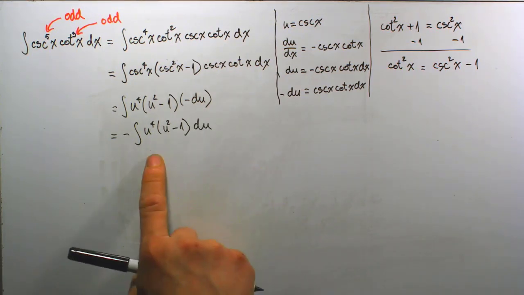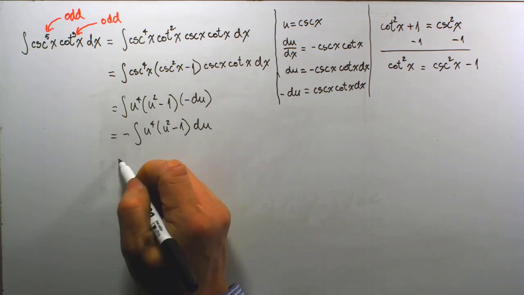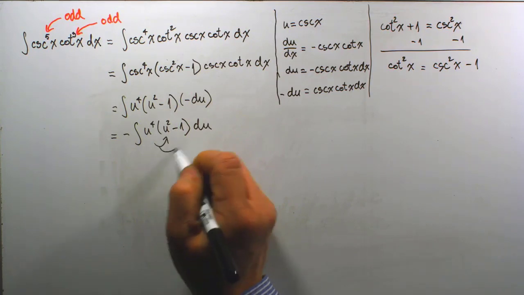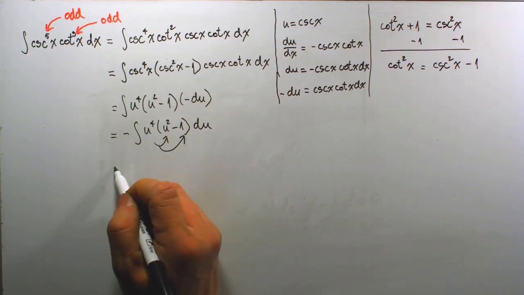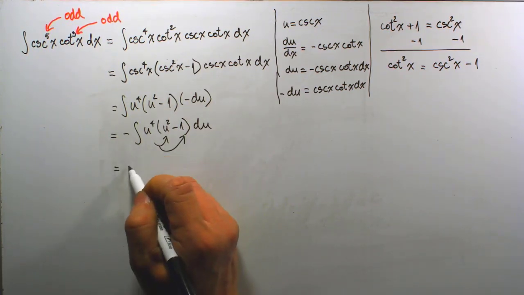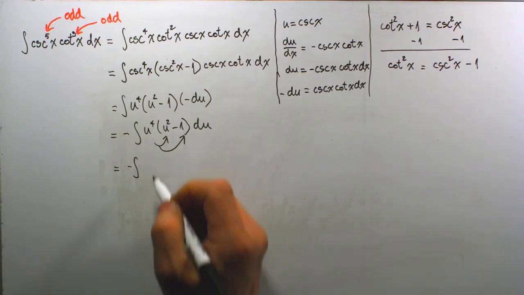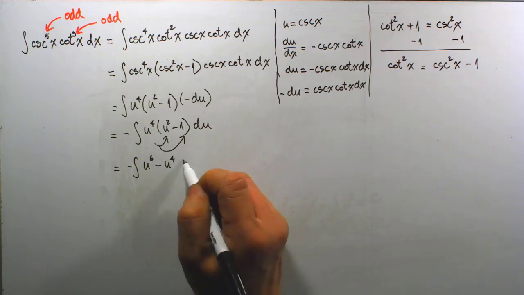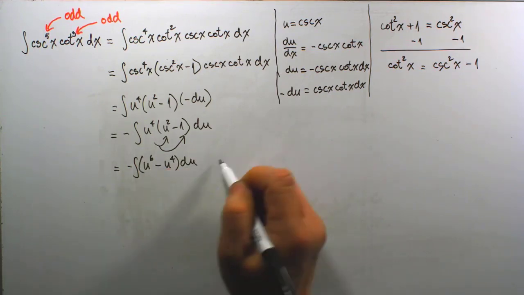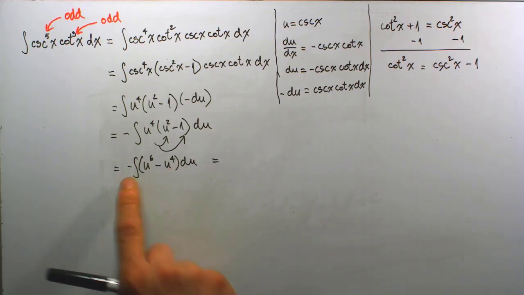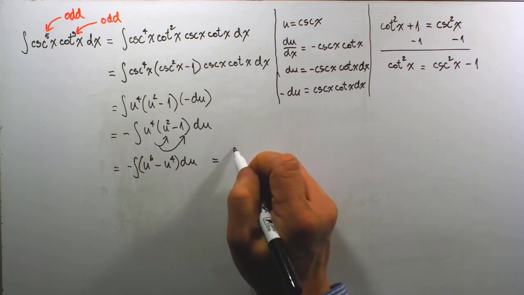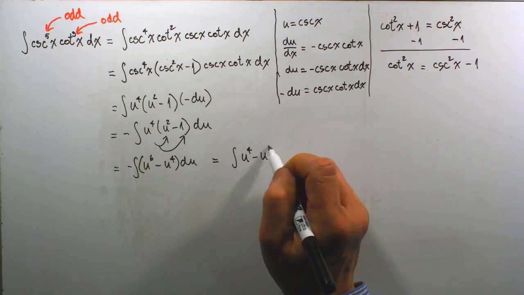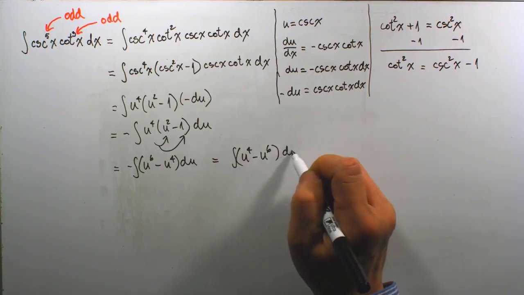With this integral, I can easily distribute the u to the fourth to each of the terms. In my next step, the integral becomes minus the integral of u to the sixth minus u to the fourth du. Further, I can distribute that minus sign to each of the terms, making it an integral of u to the fourth minus u to the sixth du.